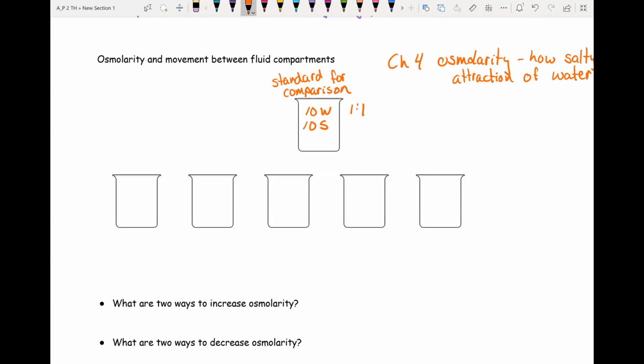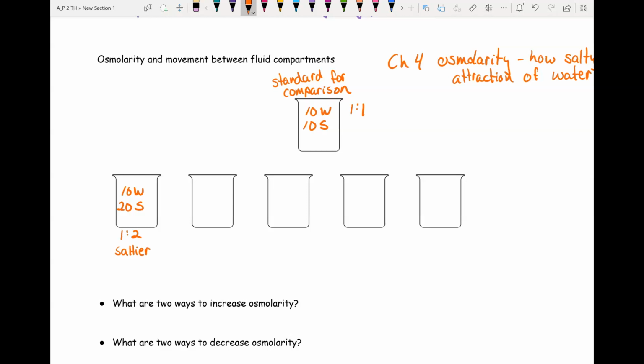Now down here we're going to do different varieties of water and salt in the beakers and see how it compares to our standard. So we're going to start off, let's say we keep the water the same. We still have 10 waters, but we double the amount of salt. We have 20 salts. Well, now if you look at the ratio, you have 1 water, but you have 2 salts. So you made this saltier, right? If you add more salt, it gets saltier.